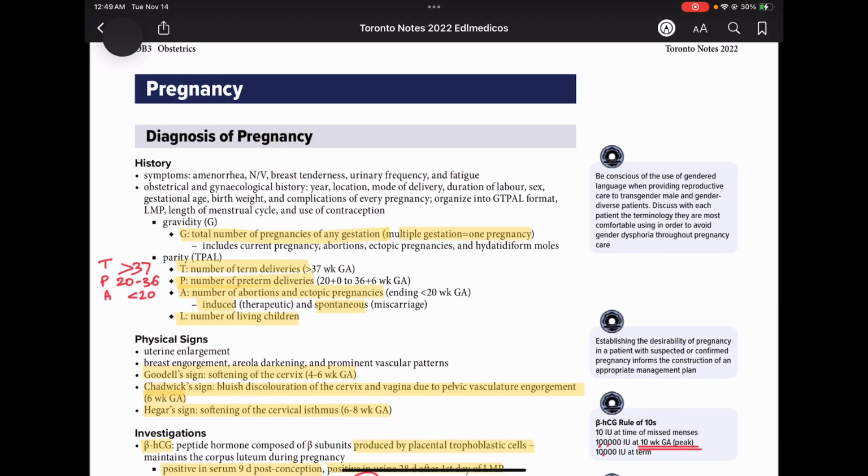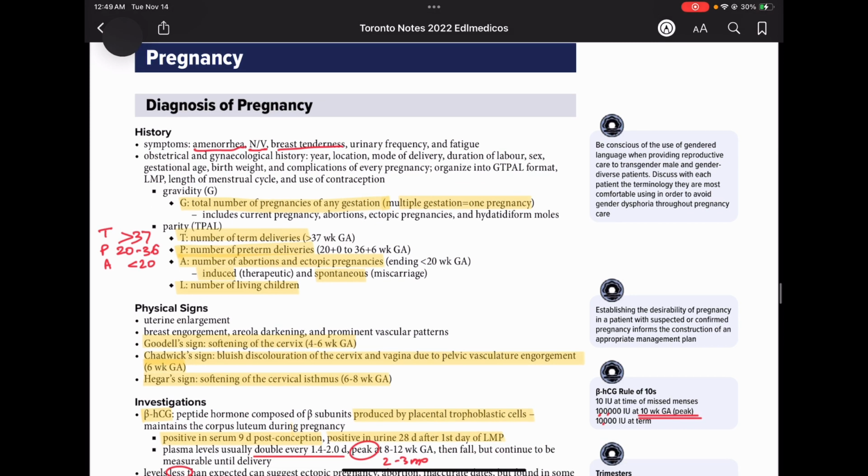The first symptom would be amenorrhea, and then we're gonna have to ask about symptoms regarding nausea, vomiting, breast tenderness, urinary changes, and fatigue. We are also going to ask about the obstetric and gynecological history.